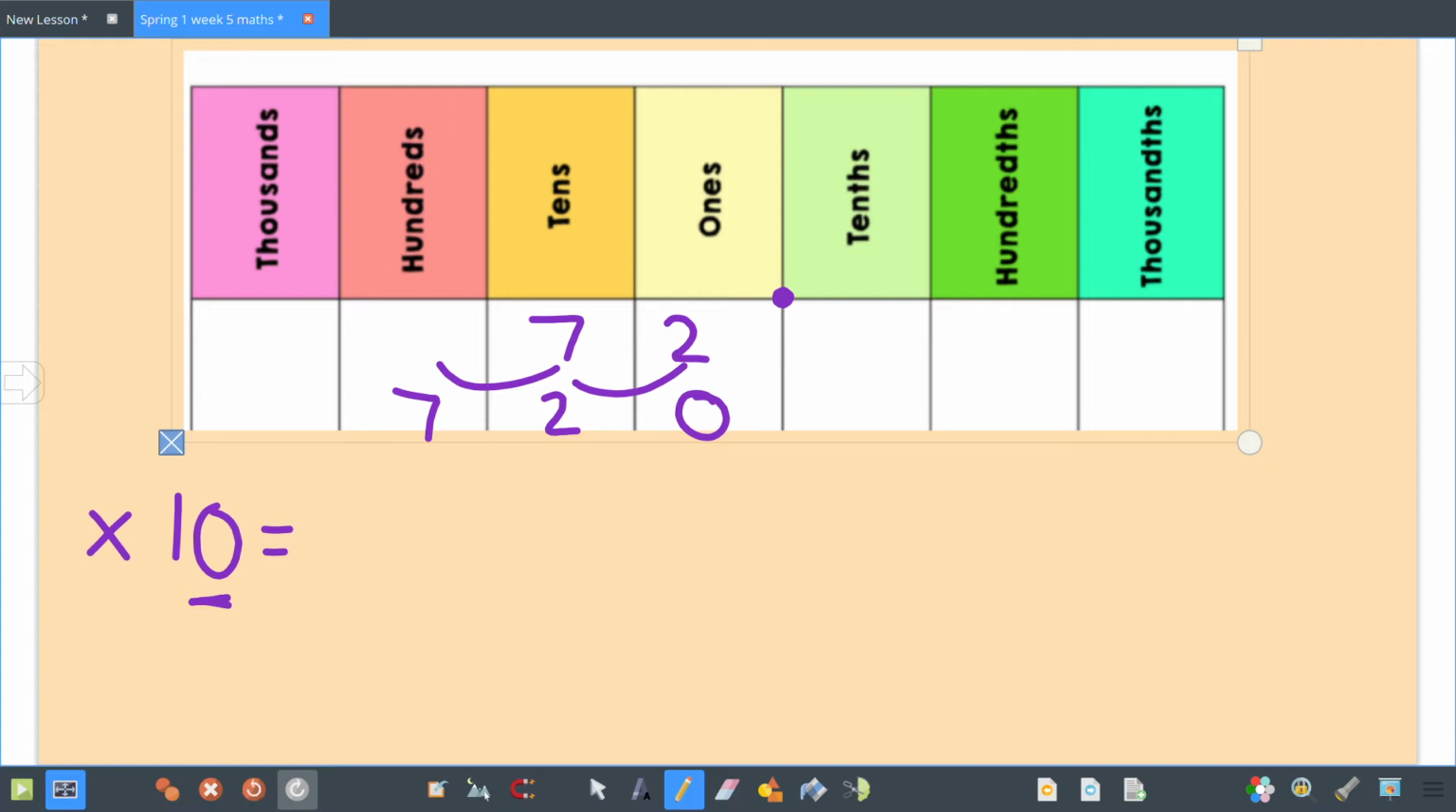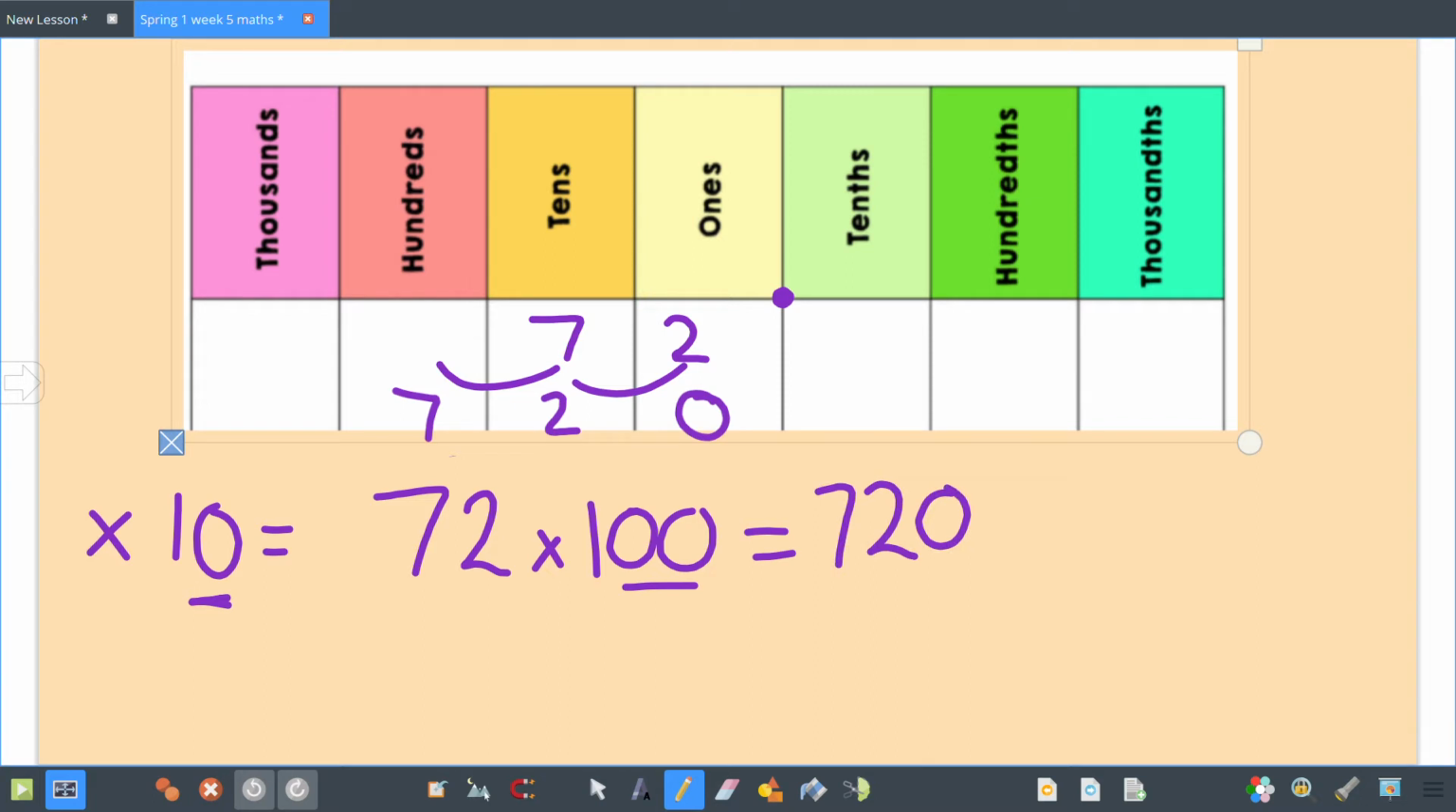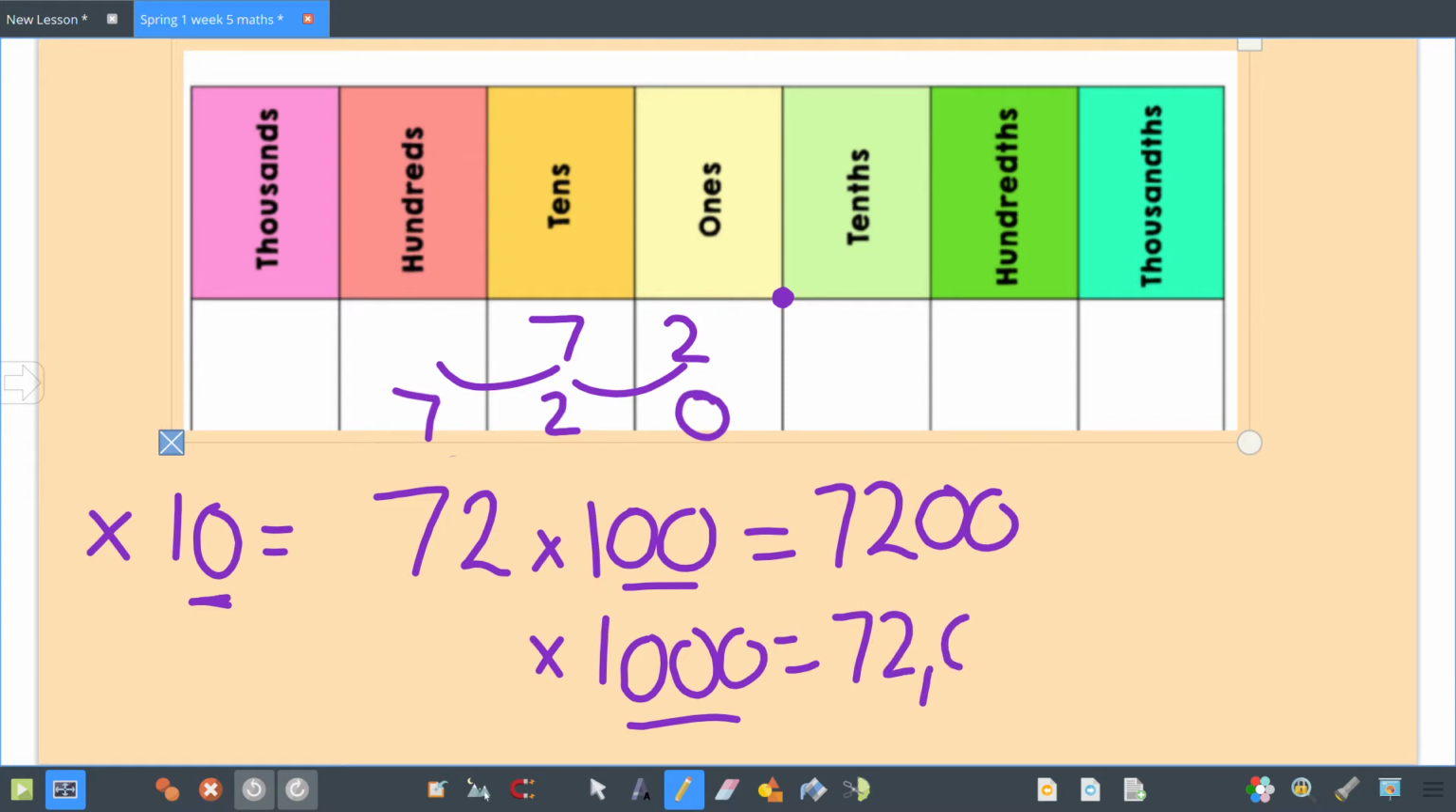Now, multiplying a whole number by 10, 100, 1000 is really, really easy because you can see that pattern of you are adding that 0 on. Yes, it is moving up and down your place value chart, but you are technically adding that 0 on. So if it was 72 times by 100, you've got 2 zeros, so it'd be 7,200. And if it was times by 1,000, you've got 3 zeros, so it'd be 72,000.